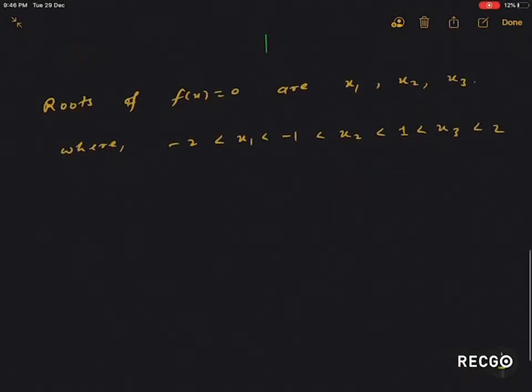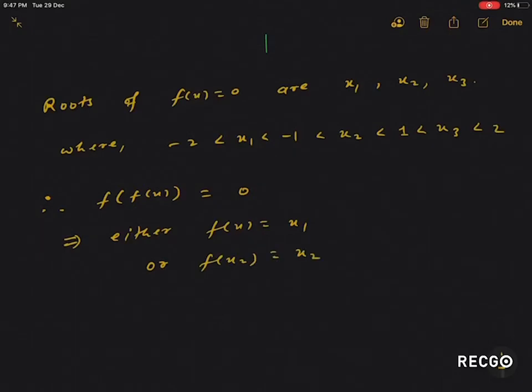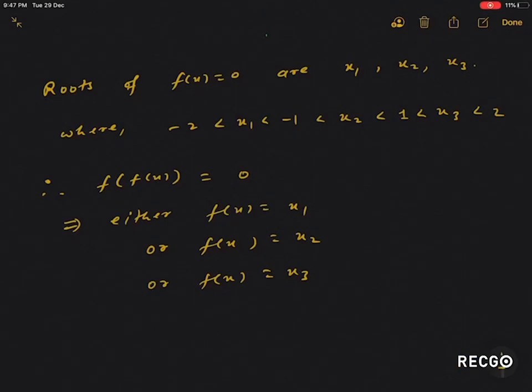So now what you can see is that for f of x is equal to 0, let us say that f of x is equal to y, so we must have f of y equal to 0. So y can be x1, or x2, or x3, which means f of x can be x1, or f of x can be x2, or f of x can be x3, right? There are three possibilities.